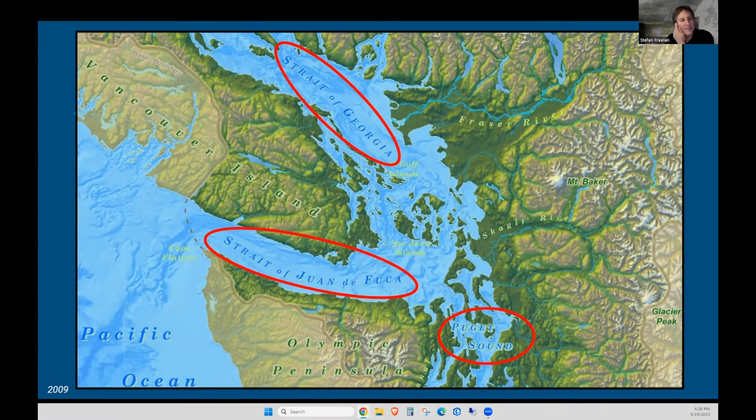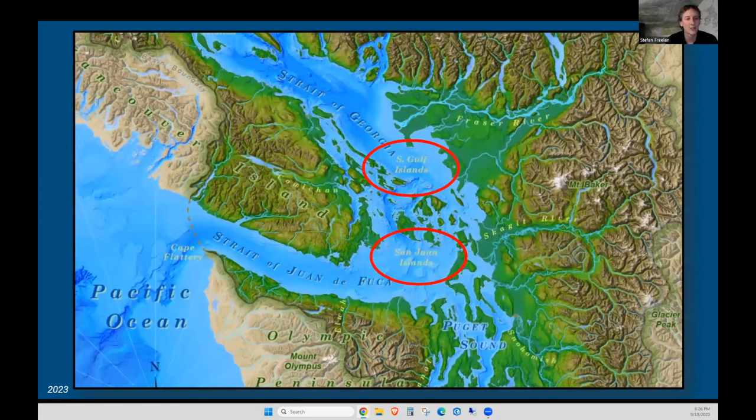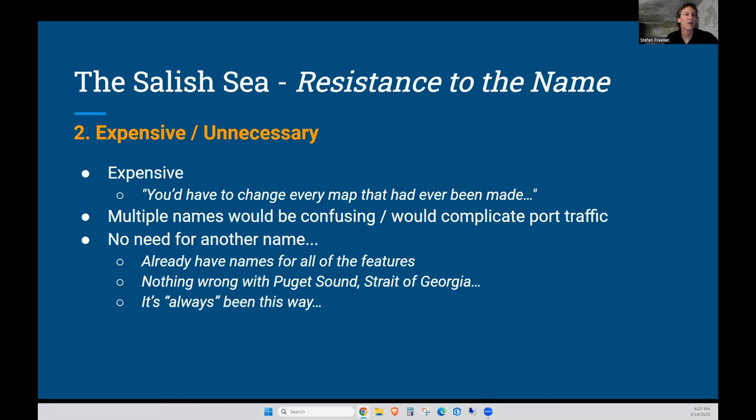So in the remaking of the map, still the same, still keeping the San Juans and the Gulf Islands, those place names are important. And that's important to me as a cartographer. I don't want to lose those. So that's a non-issue and an understandable point of confusion, but part of the campaign has always been to overcome that perceived issue. There's also an issue that it's expensive, unnecessary.